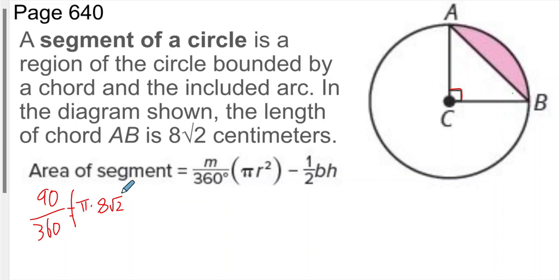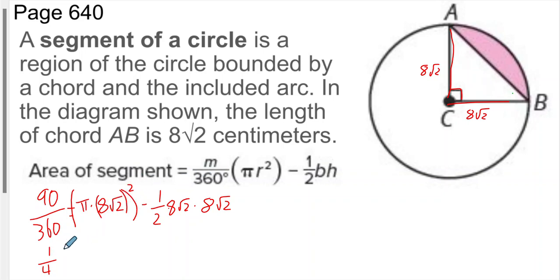minus 1/2 times base, which is 8 square root 2, and height, which is 8 square root 2. This base and height, those are all radiuses, or radii, as probably would be the correct way. So I'm going to say 8 square root 2 times 8 square root 2. Now I've got to get this into a simpler form. I can see that 90 over 360 would be the same as 1/4. Oh, I forgot, this is squared.